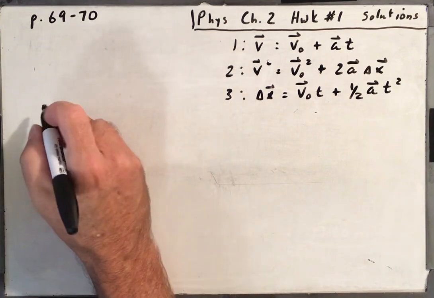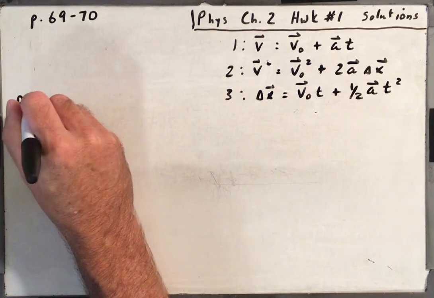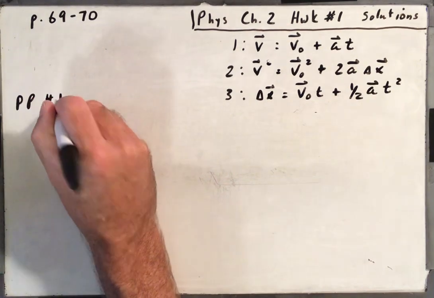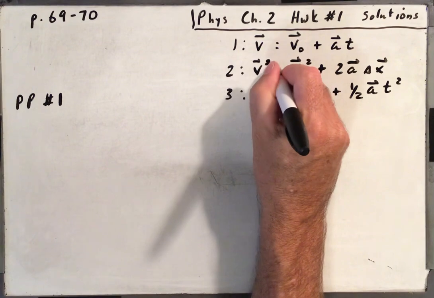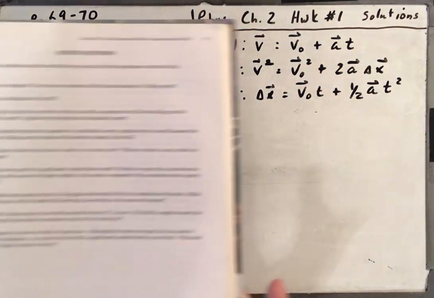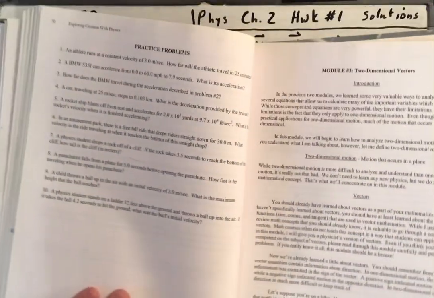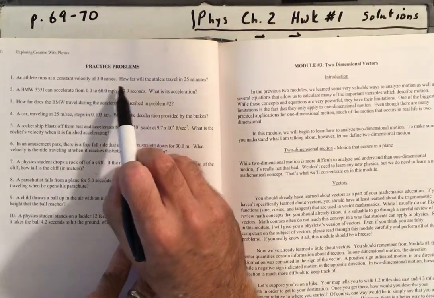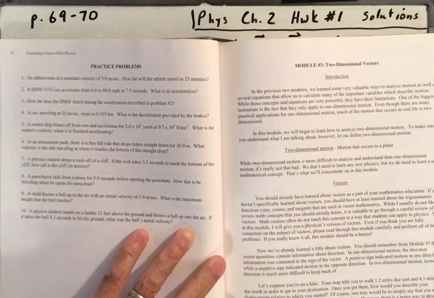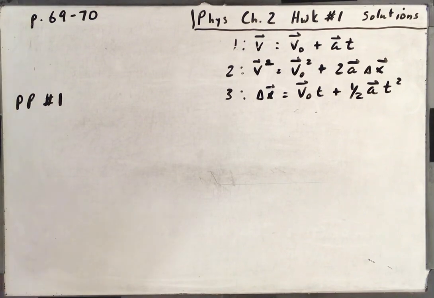All right, practice problem number 1. So we're going to be using these three equations. Number 1 on page 70 says an athlete runs at a constant velocity of 3 meters a second. How far will the athlete travel in 25 minutes? So I hope you notice there that we have to make a conversion.